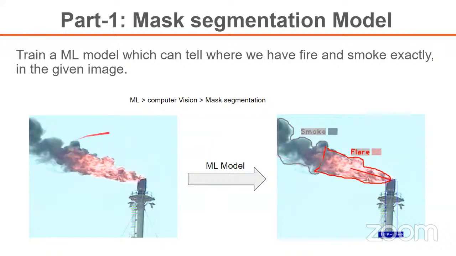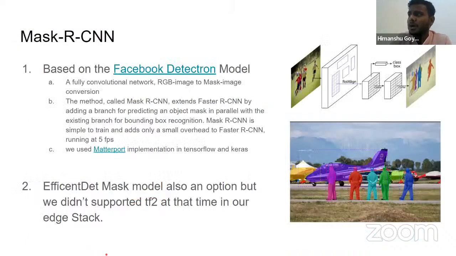Okay. Yeah. So the first task we worked on was training this model, which can tell us where the fire and smoke is in the image. Now I will discuss this mask-based RCNN. There are multiple approaches that we have for mask RCNN. It's a very evolving field of computer vision.